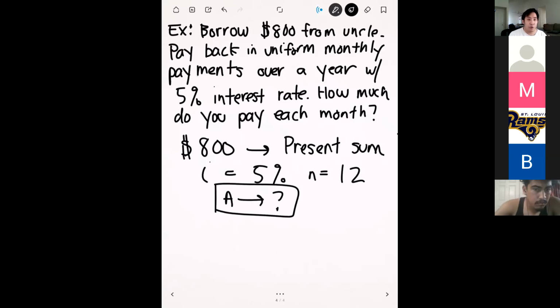So we know that a uniform series of payments is A. And so in this problem, we're interested in computing A from all the other information that we have here. Based on all the information, we have P, we have I, and we have N. We know that we need to use our A and P formula.